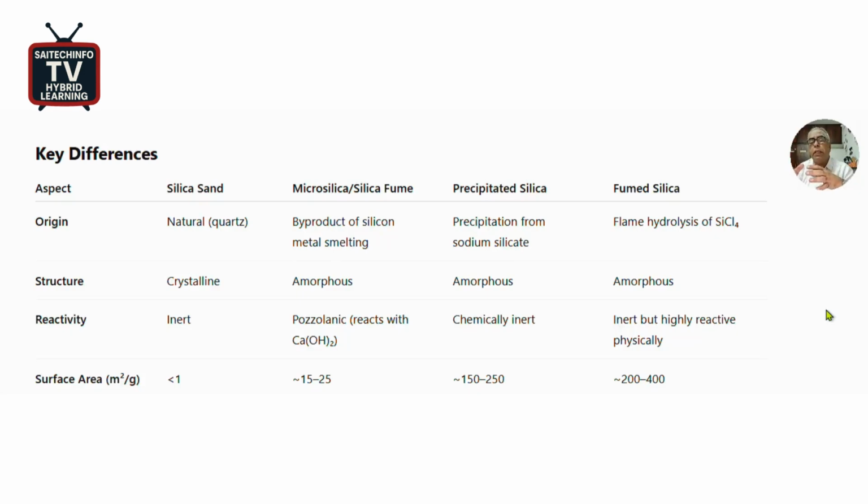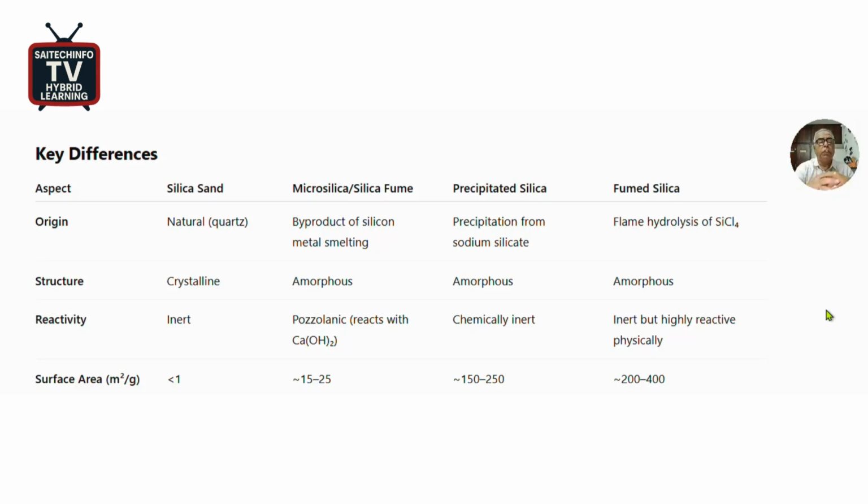Then precipitated silica is actually precipitated from sodium silicate. Okay, it is totally a synthetic product. Then, when you look at the fumed silica, it is obtained from flame hydrolysis of silicon tetrachloride, and that is why you are able to get the very, very fine product that is in the nanoscale.